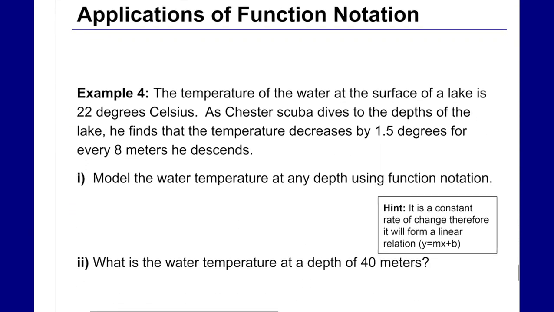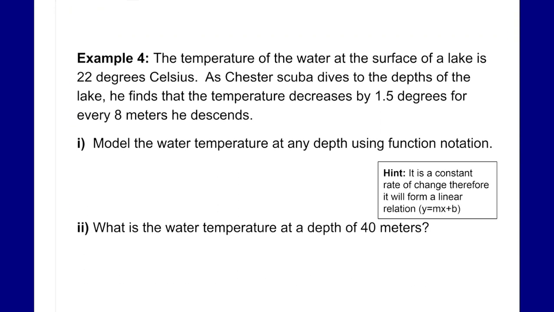Another application: the temperature of the water at the surface of a lake is 22 degrees Celsius. As Chester scuba dives to the depths of the lake, he finds that the temperature decreases by 1.5 degrees for every 8 meters he descends. We want to model the water temperature at any depth using function notation. A hint: it is a constant rate of change, therefore this will be a linear relation.